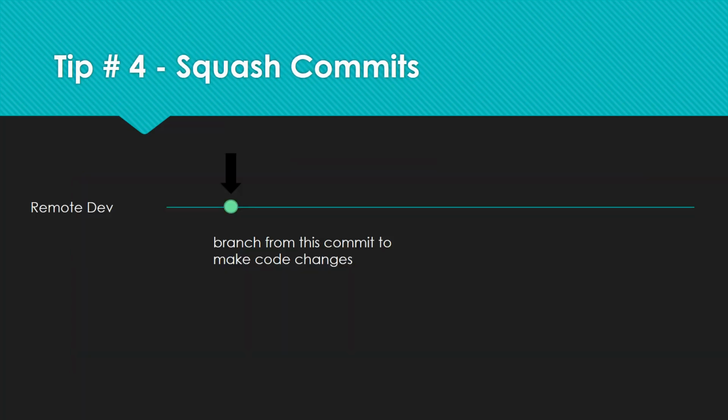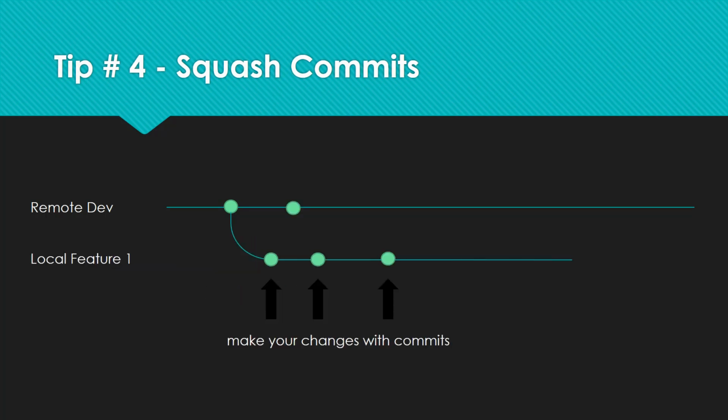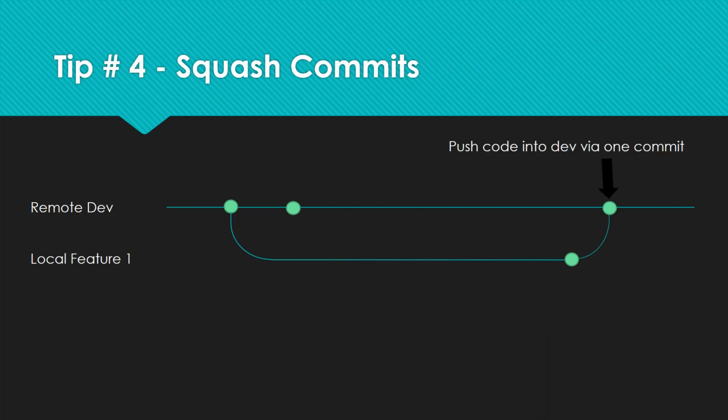Tip number 4. Squashing commits. If you are required to work on a feature, you can create a local feature branch, make your changes with commits, and when finished, perform a squash to all the commits except for one. Remember, multiple commits means multiple code review, so by submitting one commit, you only submit one code review.